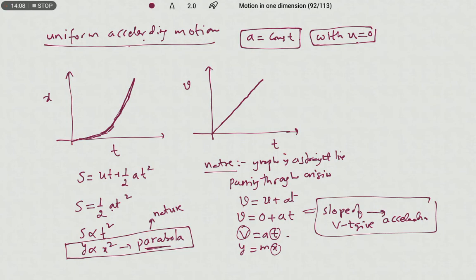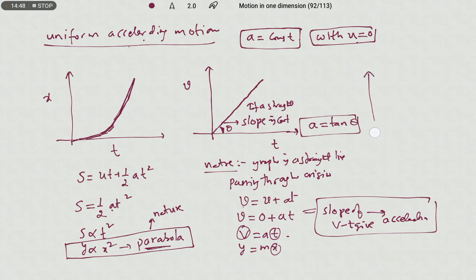One more important point here: if the graph is a straight line, its slope is constant anywhere. They may also give it in terms of theta and ask what is the acceleration. If the angle made by the line with respect to the time axis is given, we write acceleration a = tan theta. Whatever the tan value of the given angle, that will be the acceleration of the particle.